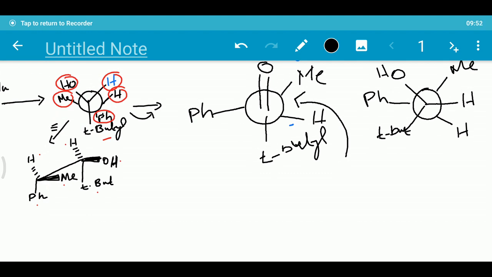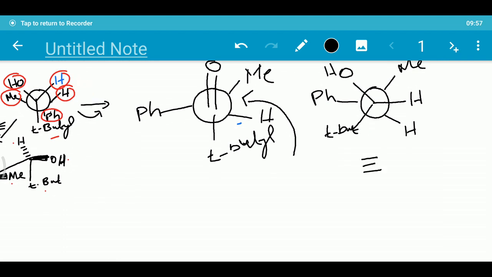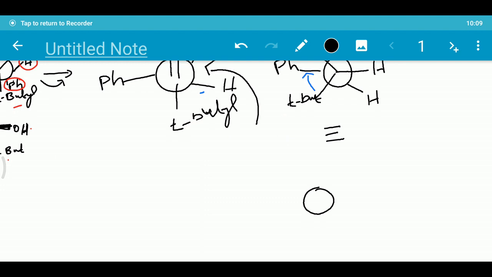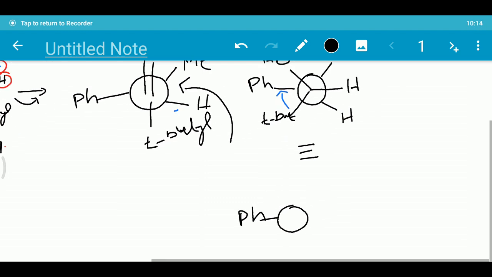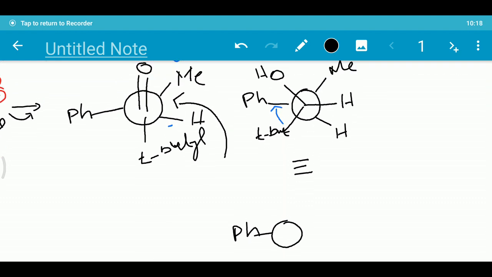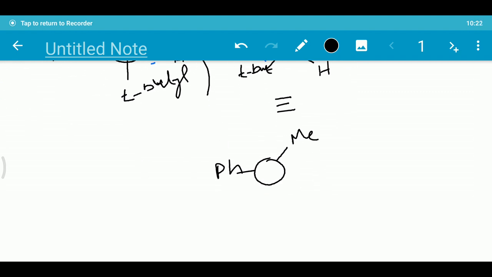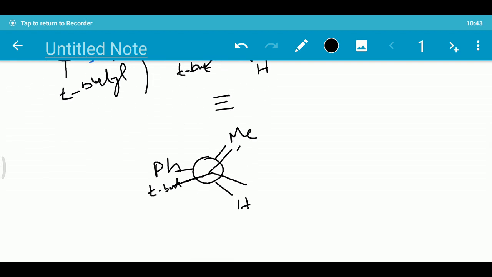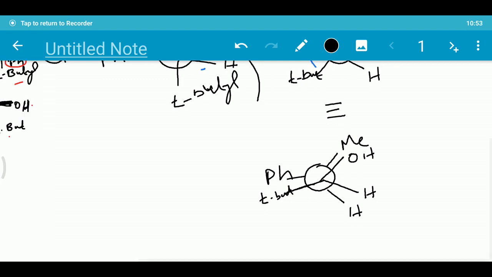Now, how do we correlate these two structures? I will draw another structure. I am going to do a 60-degree rotation and make it an eclipsed form. Let me draw the chiral carbon first. I have my phenyl here, my methyl here, and my hydrogen here. I will have the three groups here. This will be my tertiary butyl group. When I rotate this, my tertiary butyl group will be eclipsing my phenyl, and my hydroxyl group will be eclipsing my methyl. My hydrogen will be eclipsing my hydrogen.